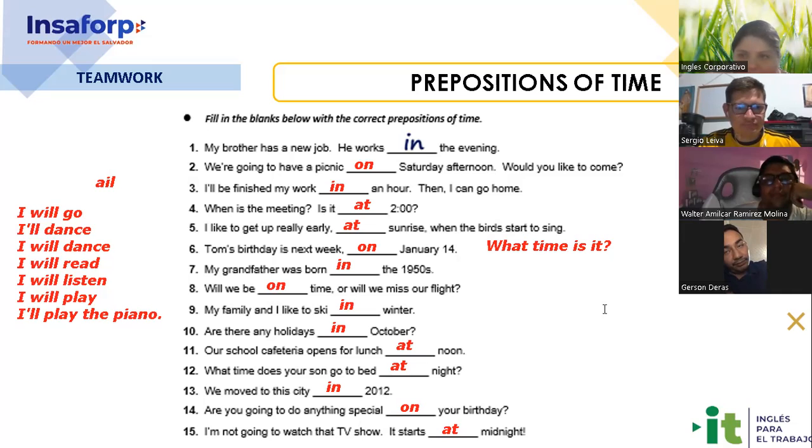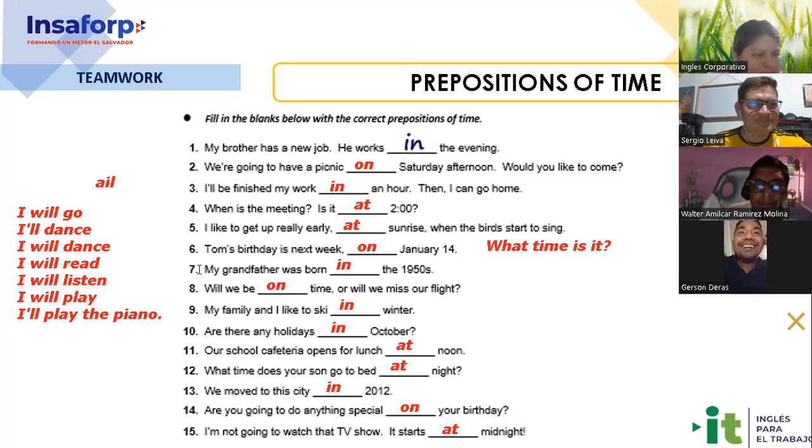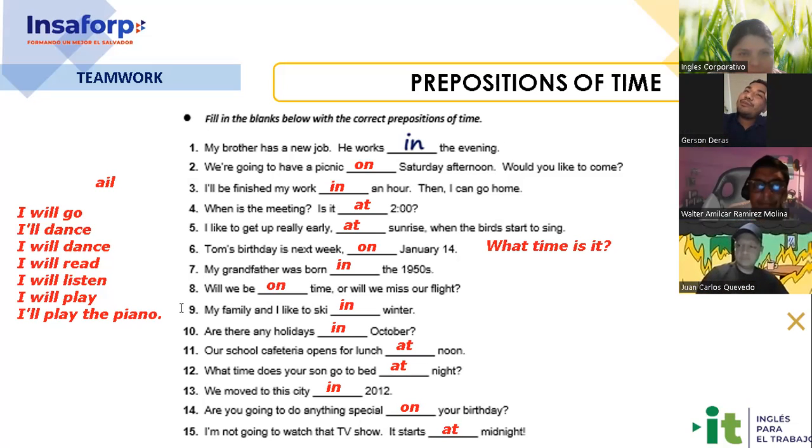Okay. Let's see. Five, please, Walter. Read number five. I like to get up really early at sunrise when the birds start to sing. Okay. Let's see. Harrison, continue with six. Tom's birthday is next week. January 14th. 14th, sí. Seven, Juan Carlos.